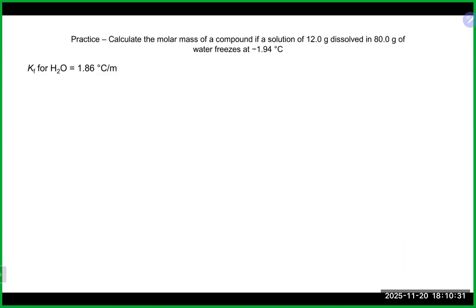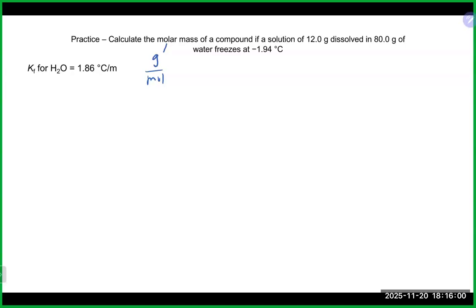All right, so why don't we calculate the molar mass of a compound if 12 grams of it is dissolved in 80 grams of water, and that freezes at minus 1.94 degrees Celsius. Obviously, molar mass is grams per mole. So use the freezing point information there to help you get to the molar mass, and we'll talk about it.